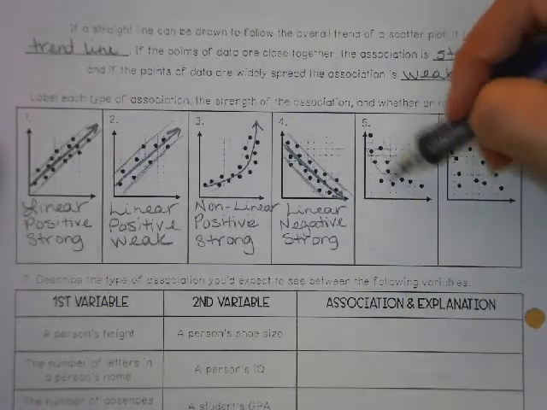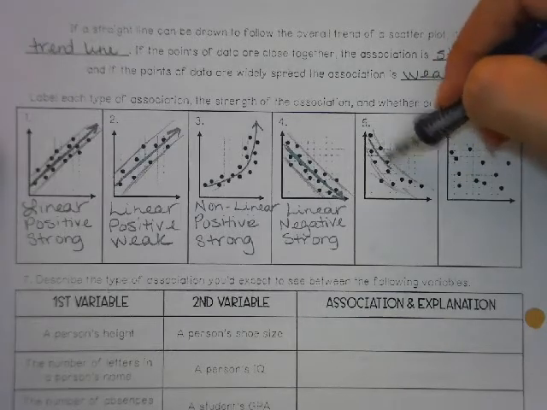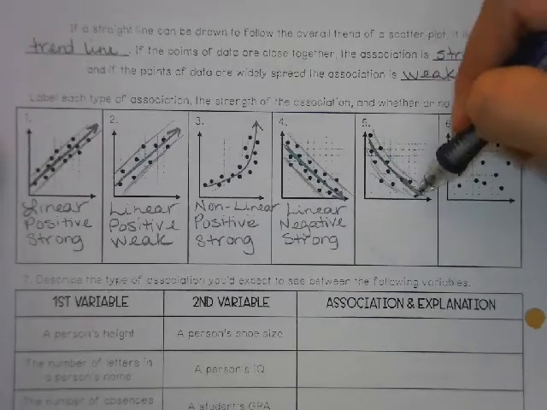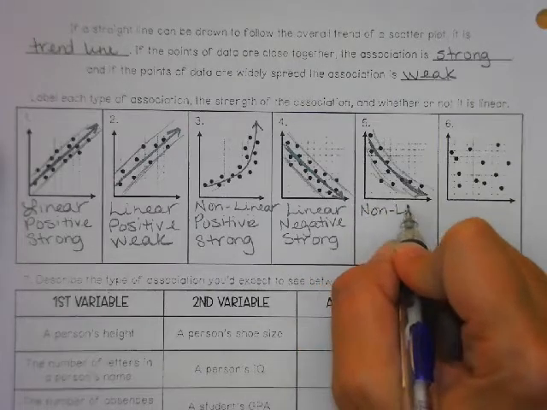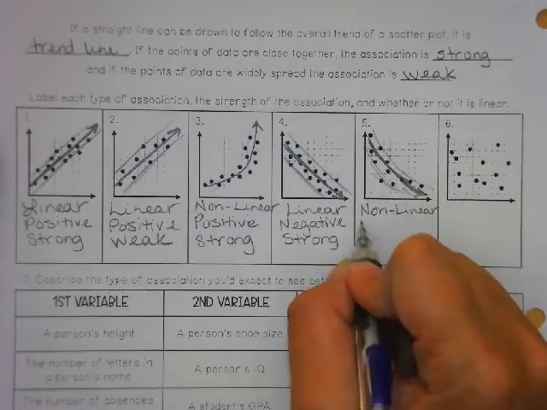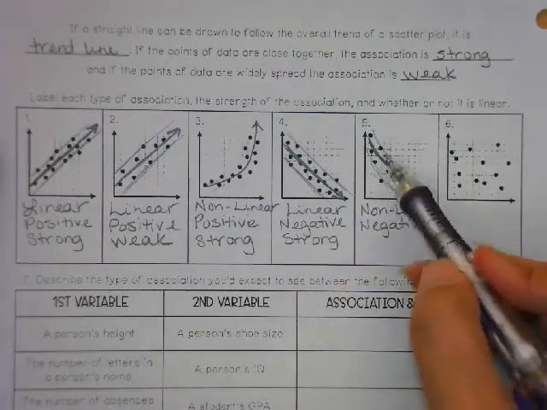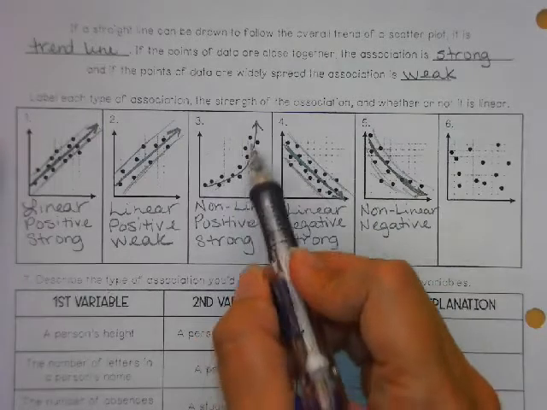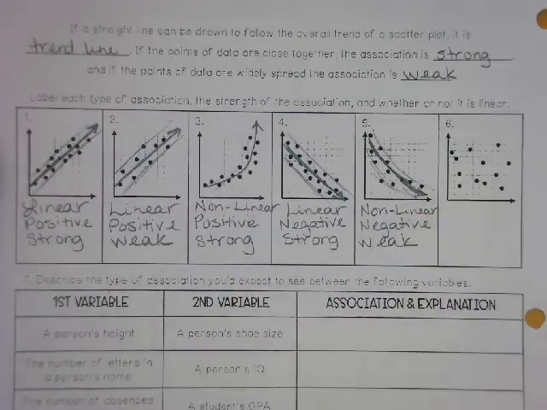Here, I can see it's kind of curved. It is non-linear because it is curved, but it is going down, so it's still negative. And the dots are kind of spread out, especially compared to the dots on this one. So this is going to be a weak association.